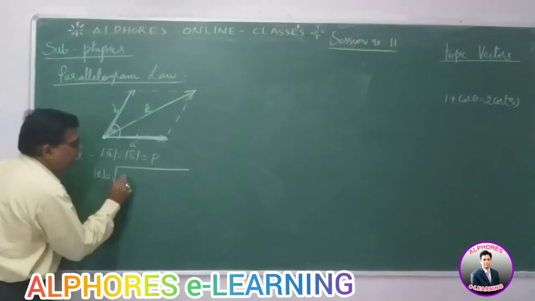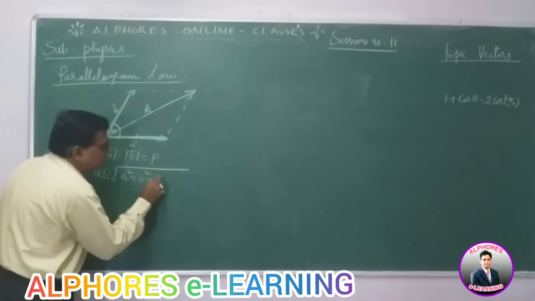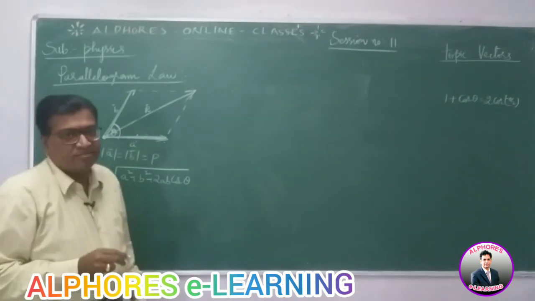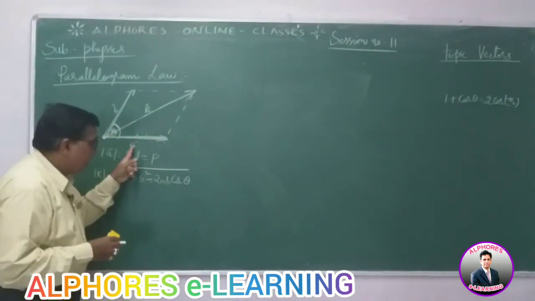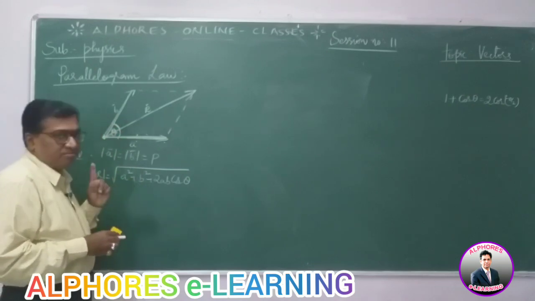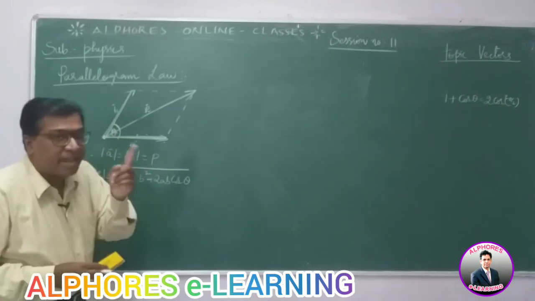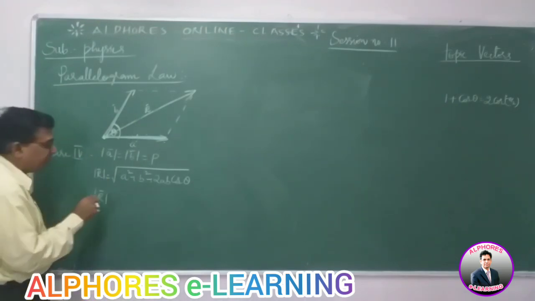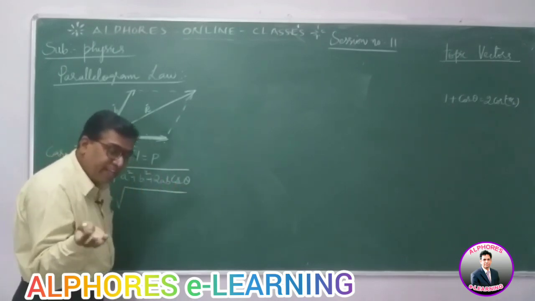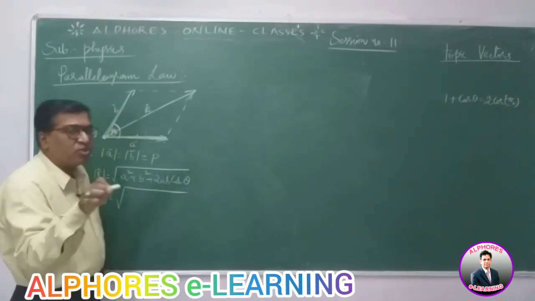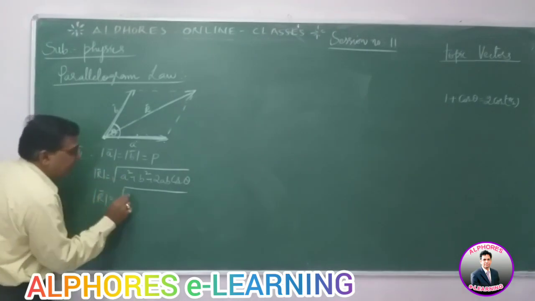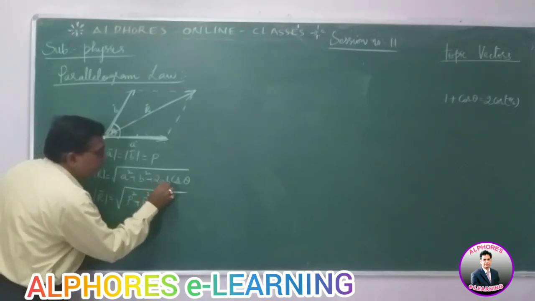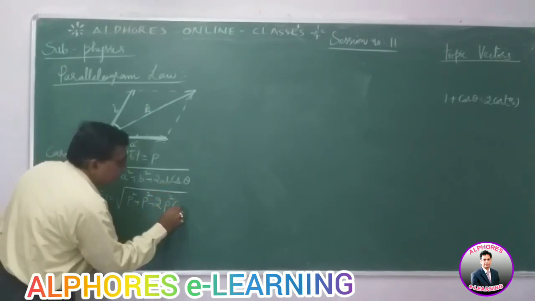We know the formula for the magnitude is root of a square plus b square plus 2ab cos theta, where theta is the angle between the vectors. Now, the magnitude of a and the magnitude of b are the same, p. So let me substitute p. So mod r, the magnitude of the resultant vector, is under root of a square, which is p square, plus b square, also p square, plus 2 into p into p, that is 2p square cos theta.